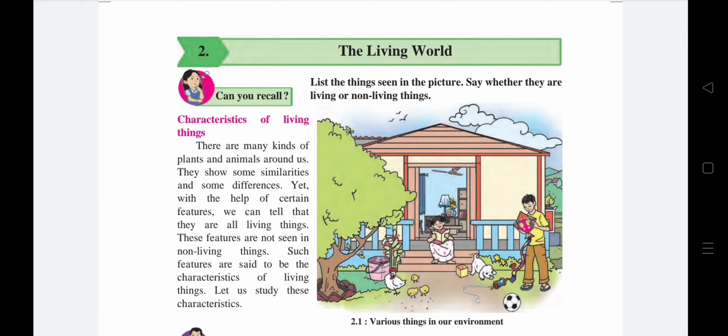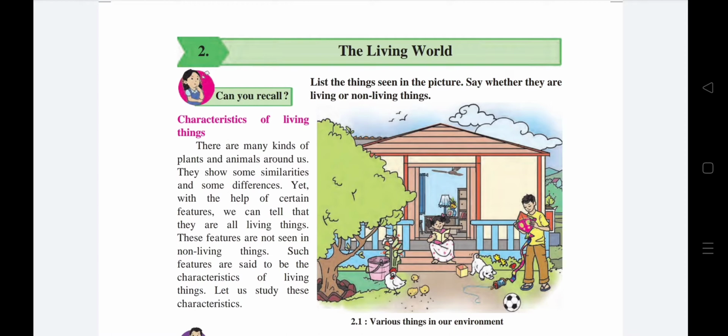There are many things around us: plants, human beings, animals, different birds, sand, different wooden articles, pen, pencil. Yes, so these all are the different things around us. But are these all living things? No, these things are not all living things.